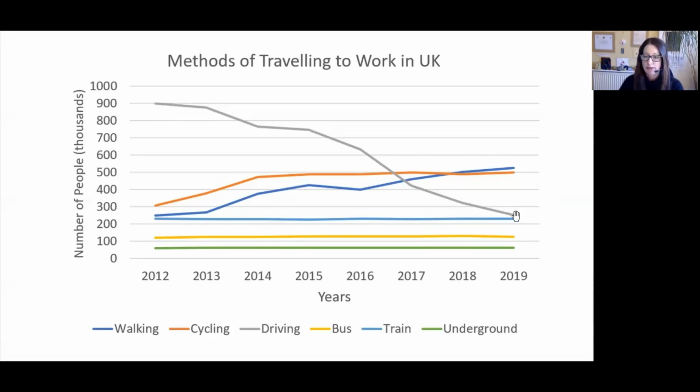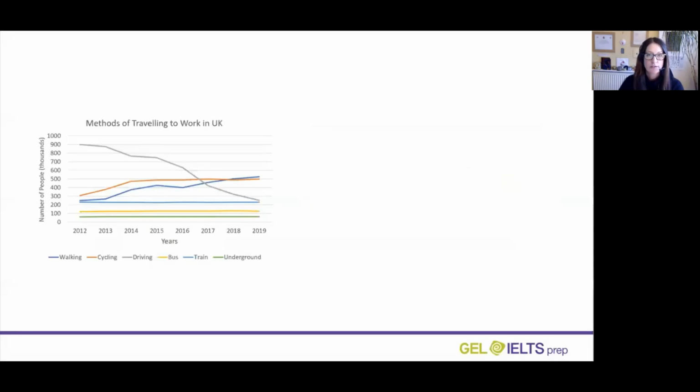And we may want to mention as well at some point, probably in the body paragraph, that in 2017 we can see that these three lines intersect and become almost the same for a while. So we're going to look at some questions.